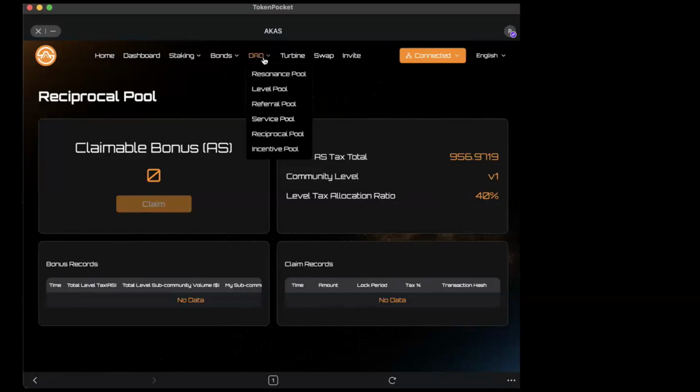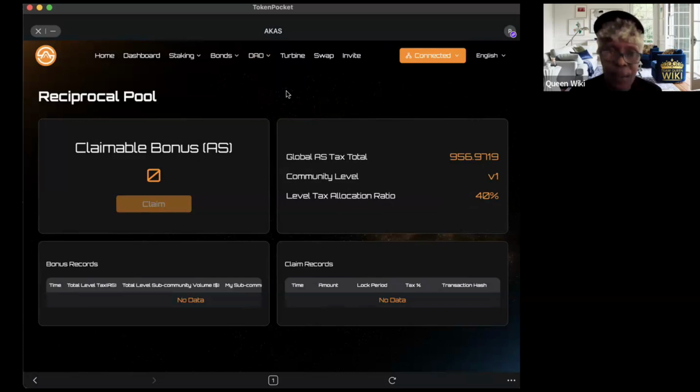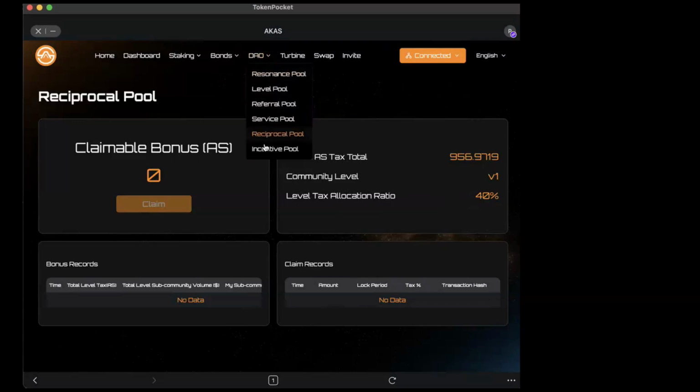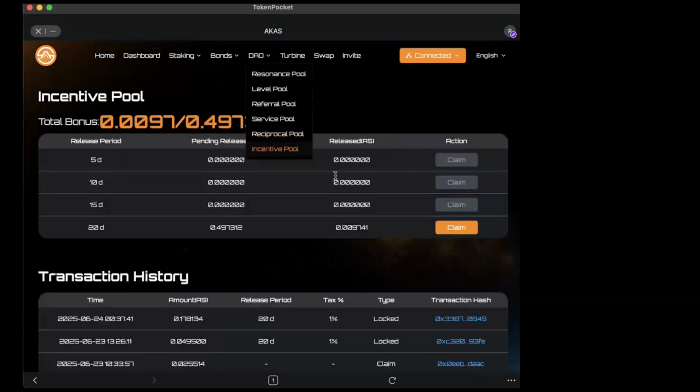Okay, gotcha. So now we move to the next. This reciprocal pool will be released every 15 days. Yes, correct. Okay, the next, incentive pool. So this is where we claim our release.